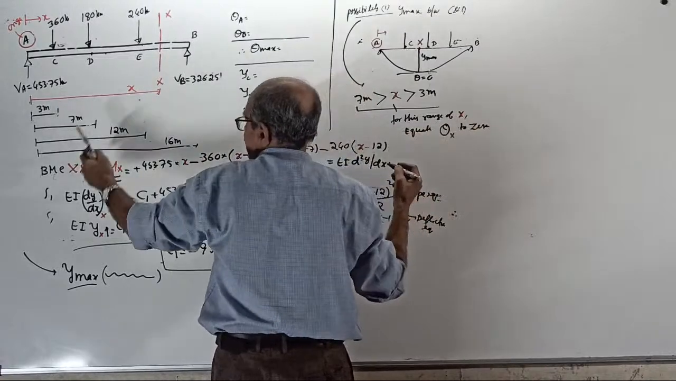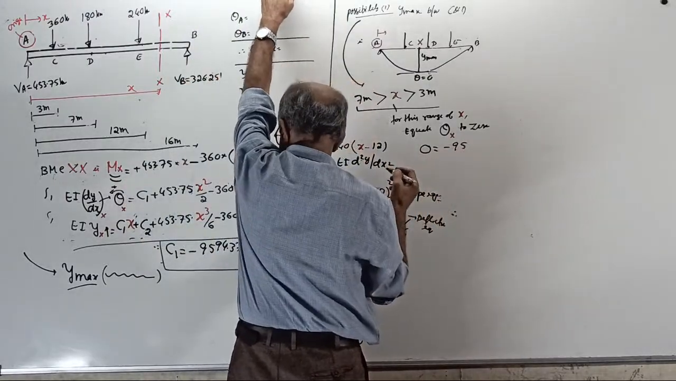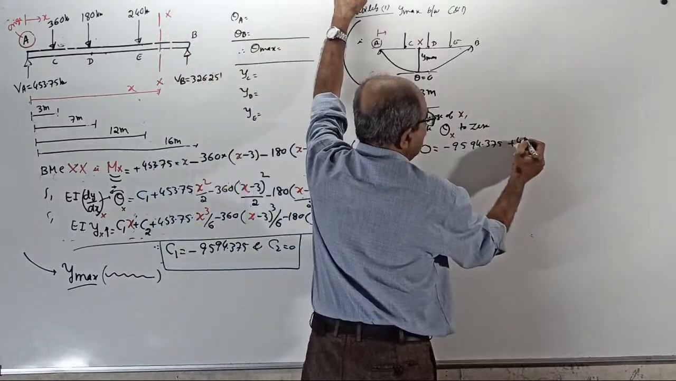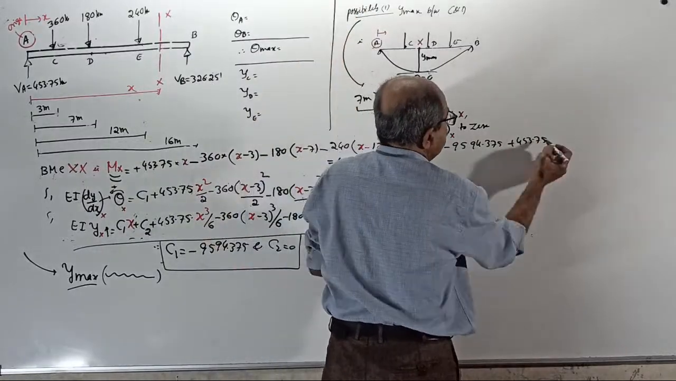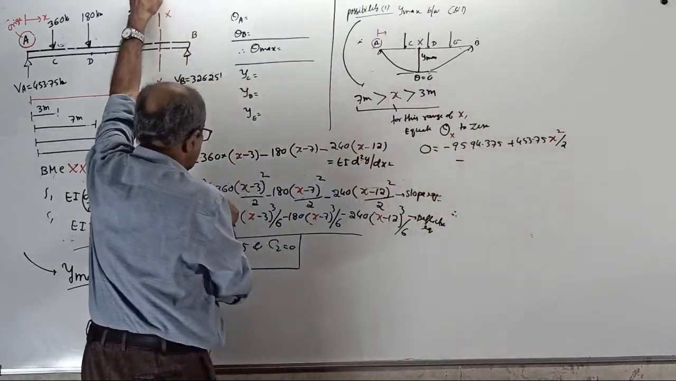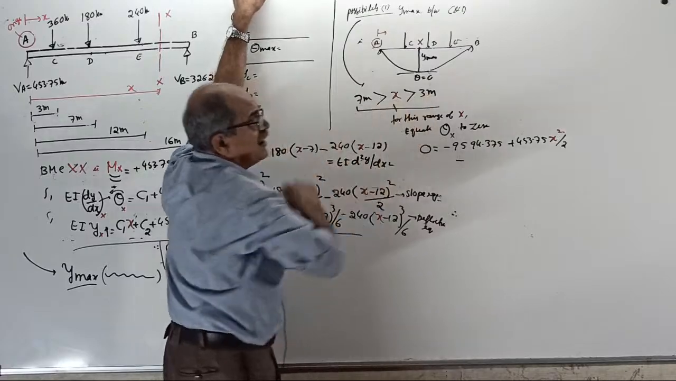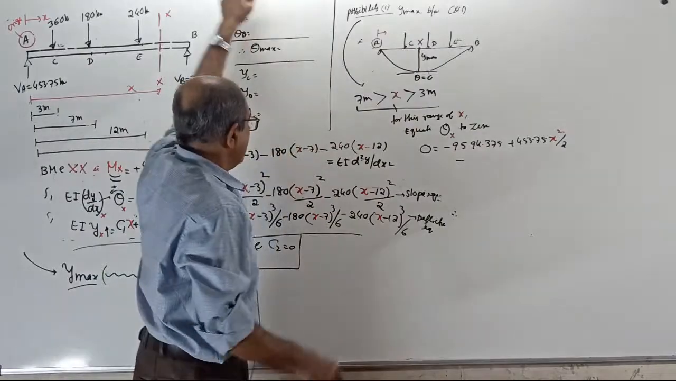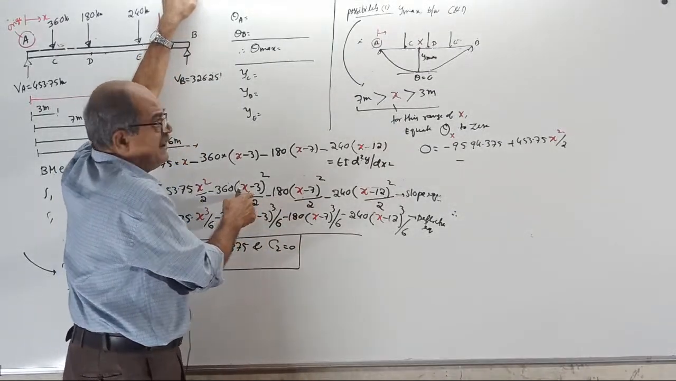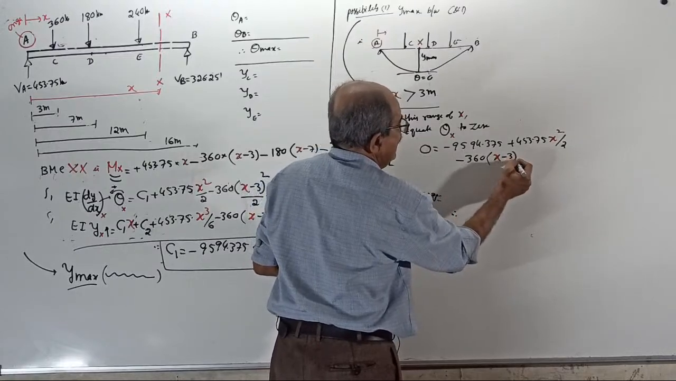See now, what happens? EI theta equals C1, where is it? Minus 94.375 C1 plus 453.75 into X cube by 6, X square by 2, then minus, see correctly, minus 360 into X minus 3. Yes, when your point is somewhere here, X is more than 3 meter. Since X is more than 3 meter and less than 7 meter, X minus 3 will be surely positive. You write. Therefore, this term is going to be positive. Why? Our X is more than 3 meter. So that term is required: 360 into X minus 3 whole square by 2.